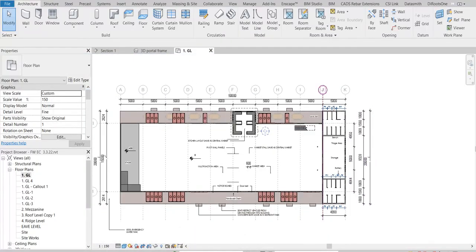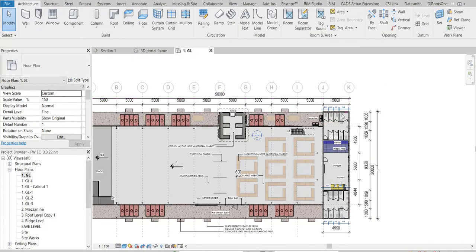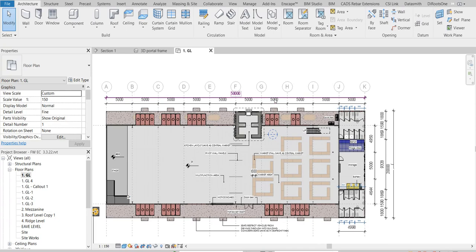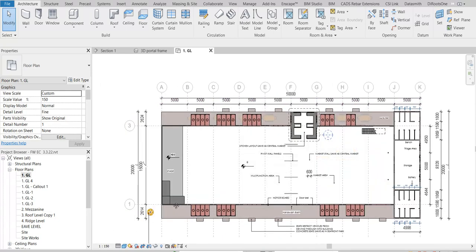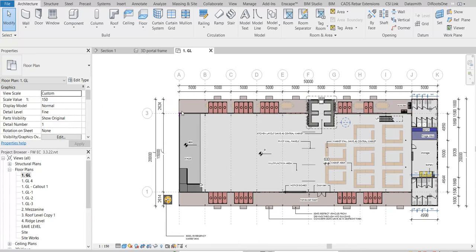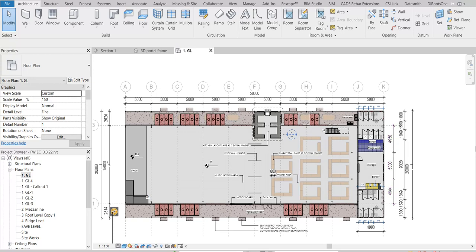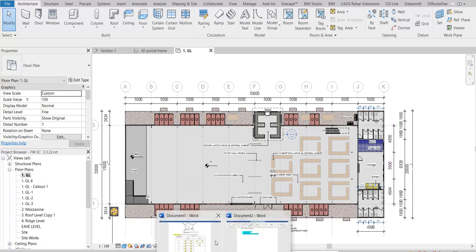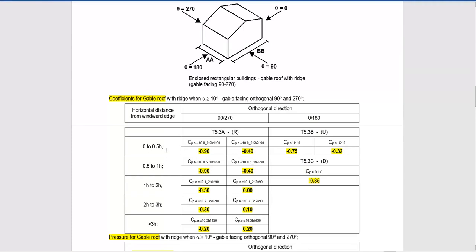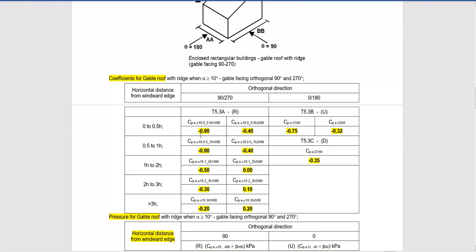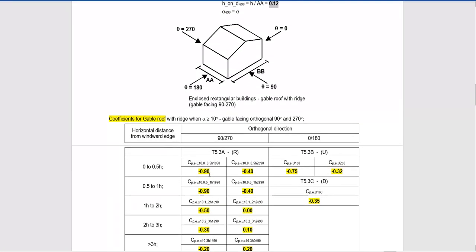If my windward is this side, 0 to 0.5h will be this distance, then 0.5 to 1h will be this particular distance, 1h to 2h will be this side, same as this side. If my windward is on this side, then my 0 to 0.5h will be this side, then 0.5 to 1h will be this side, as well as this side. So that's what it means from this table. As you can see in here, these are my CPE values.